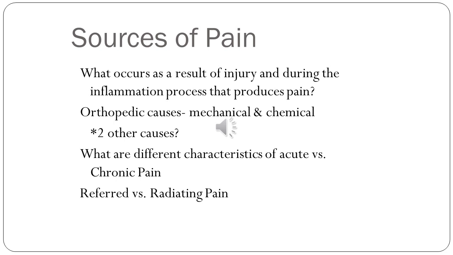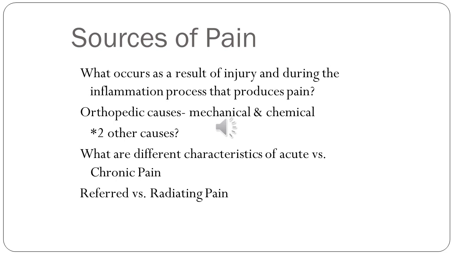And then you also have your referred versus radiating pain. Referred pain refers to pain from a site, pain referred to a site other than the actual trauma. You actually tend to see this a lot when you have injuries to, say, your visceral organs. We talked about this. For instance, the spleen causing referred pain in the left shoulder is an example of that. So that would be an example of referred pain.